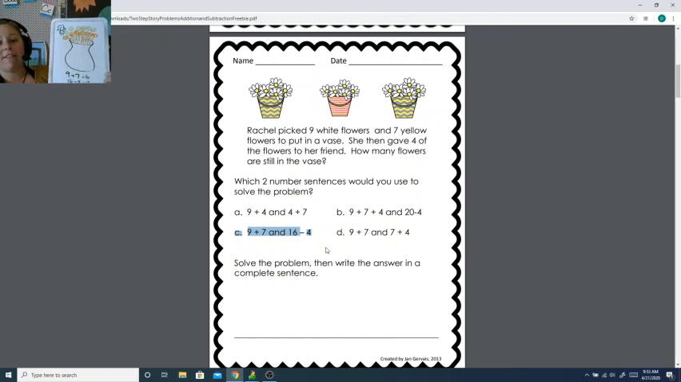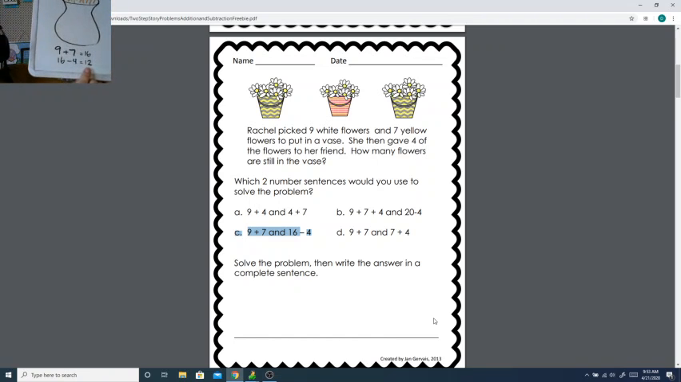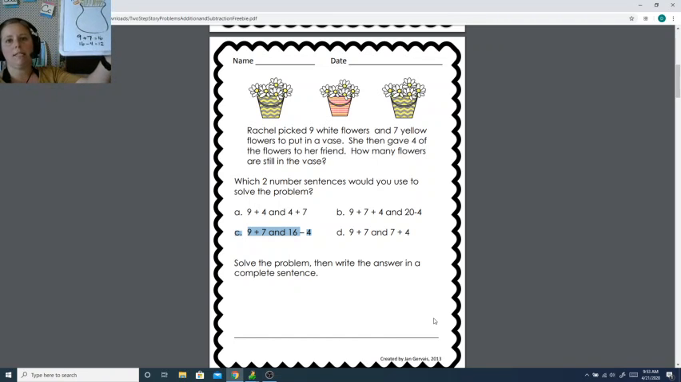All right, so I figured out the first part of this problem. So the two number sentences that I use are those two on C, okay? But you can see right here at the bottom, it says solve the problem, then write the answer in a complete sentence. So right here, I've already solved the problem, right? So my answer is 12. But 12 is not a complete sentence, is it?